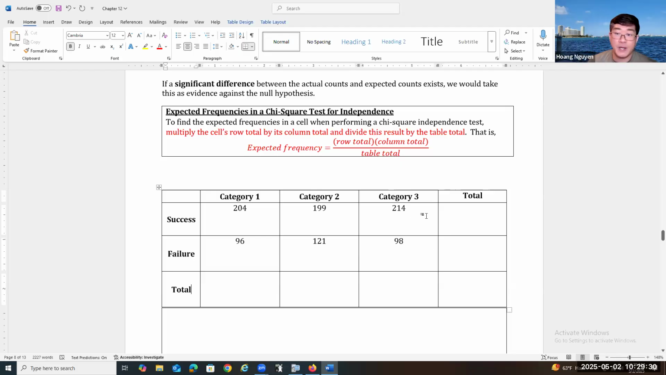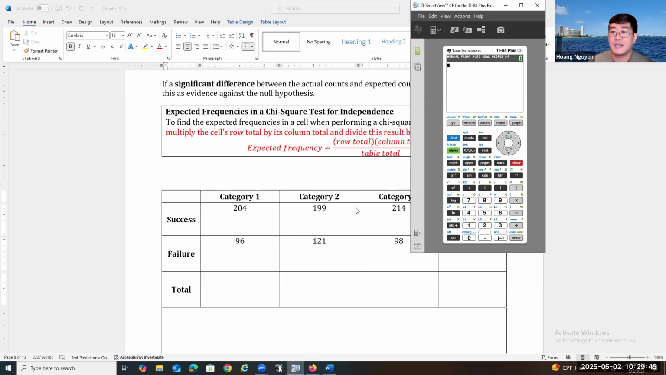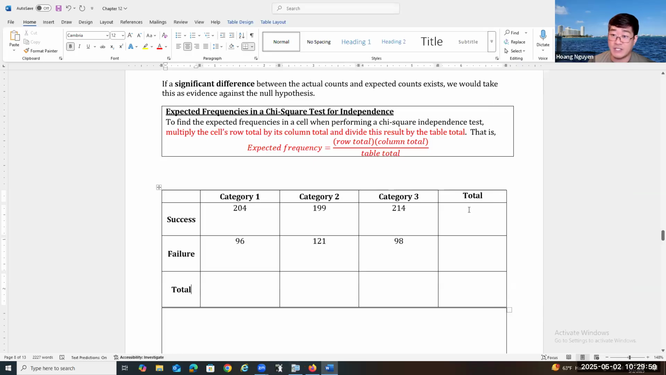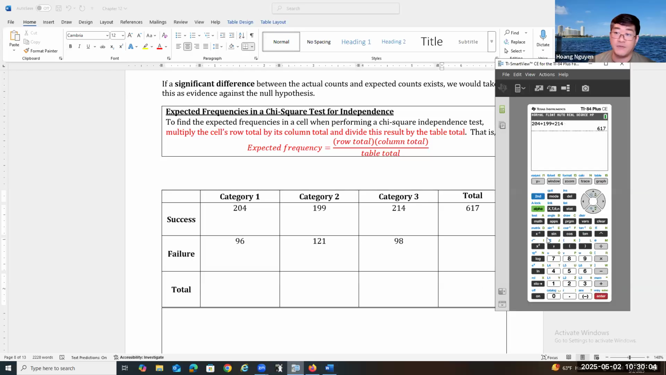Now for the row totals, we're going to just add everything horizontally. So this is going to be the first row, this is going to be the second row. We add everything on the first row to get the total for the first row, and everything on the second row to get the total for the second row. So let's see, 204 plus 199 plus 214, that's going to be 617. I'm going to put the answer right here, 617. That's the total for the first row.